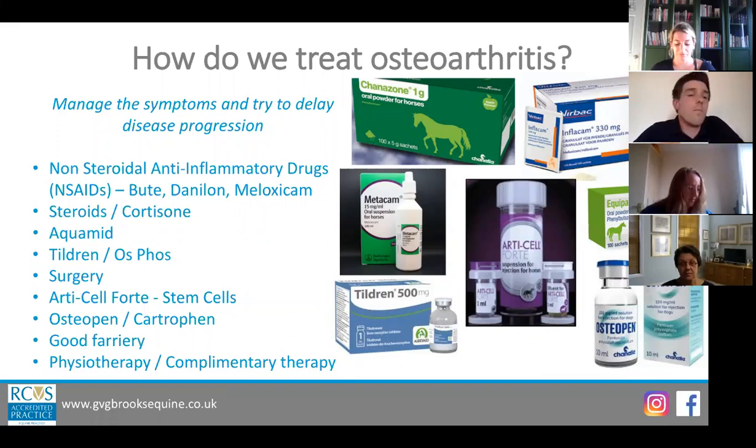Then we've got other things that we can inject into the joint too. So Acrylamide is one that we use fairly frequently in the horses that we see as a practice. That's a polyacrylamide gel. And some of you ladies listening may have come into contact with that before, because that's the stuff that goes into your fillers, your lip fillers, that kind of stuff. It's exactly the same chemical.